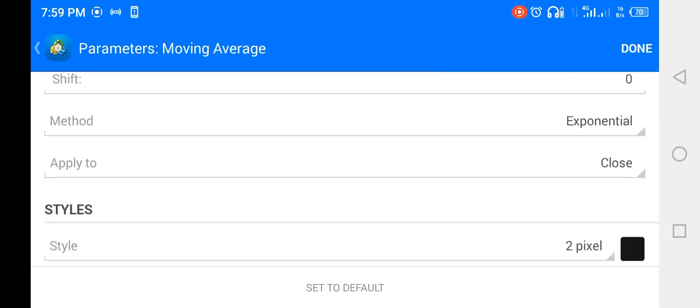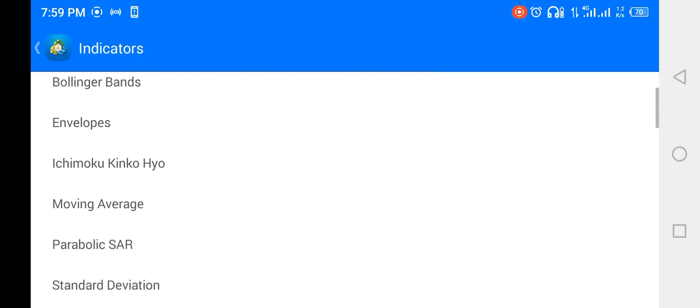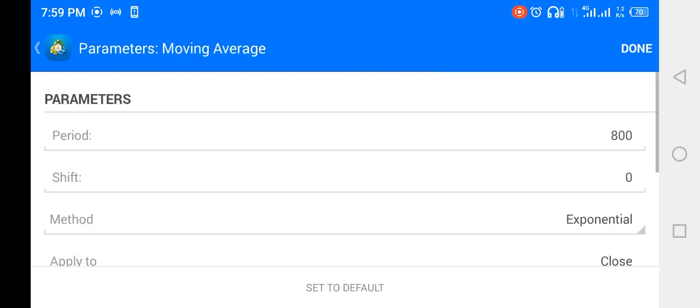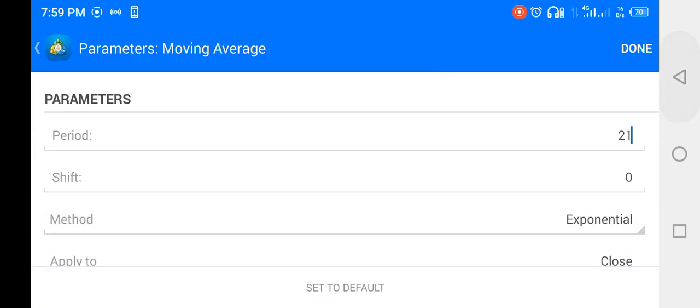It gives me a very good support and resistance. I'm using this 800 EMA as my supply and demand. So I always keep the color black. That's number one. Then I normally add SMA 21, simple moving average.